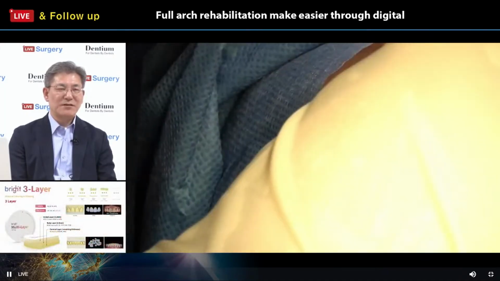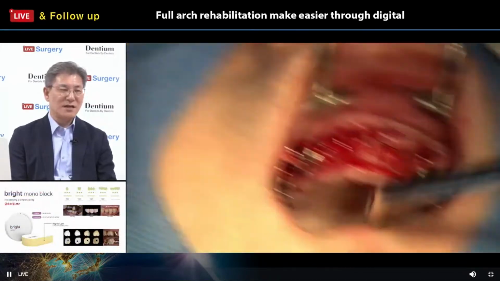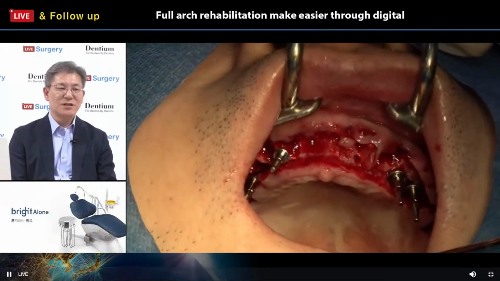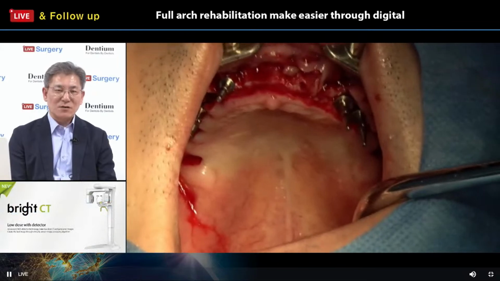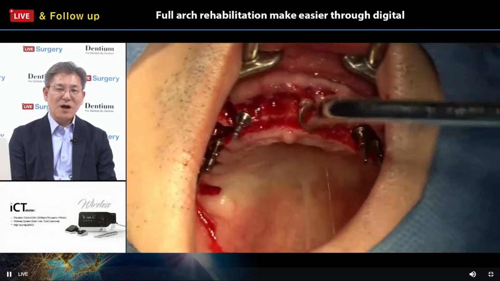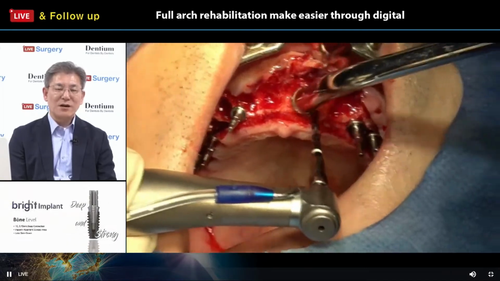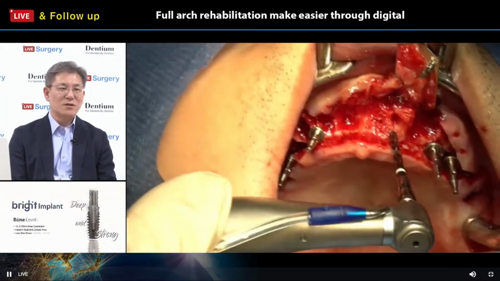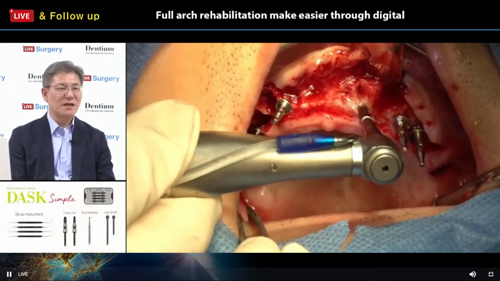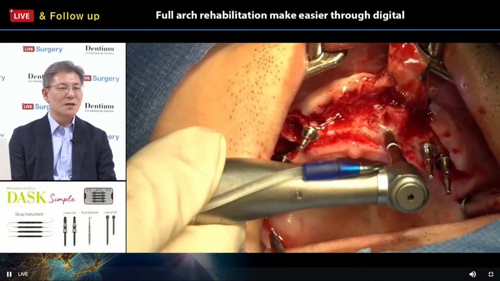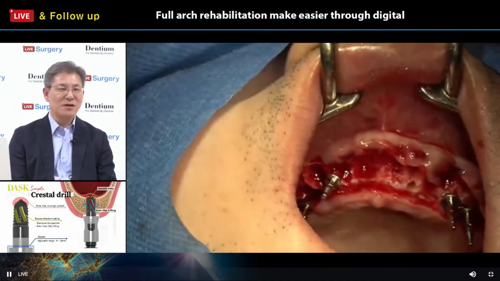So this implantation 1 week after extraction is similar to an immediate implantation procedure. When you do immediate implantation after extraction, we aim at the palatal area of the socket, and the lingual area of the socket in the lower jaw. So it is the same as immediate implantation, even though it is 1 week after extraction. Anyway, the proper positioning first, and then the osteotomy was performed.